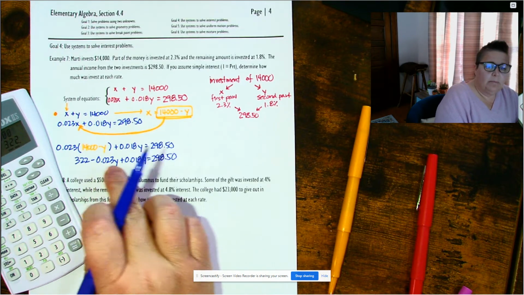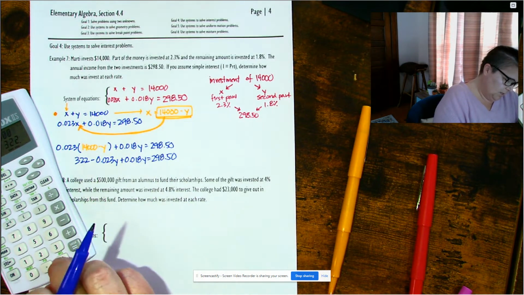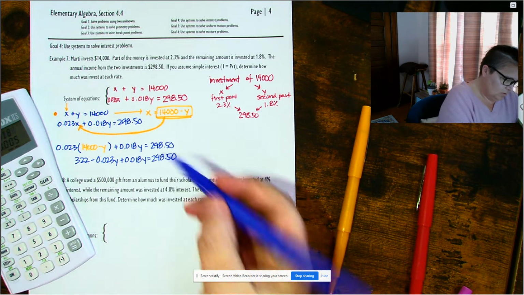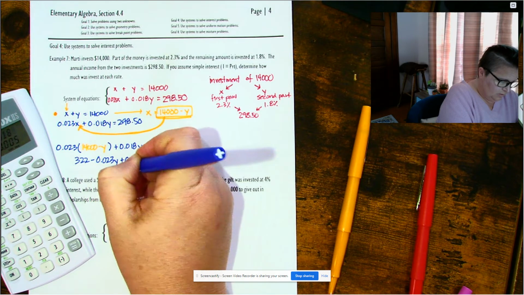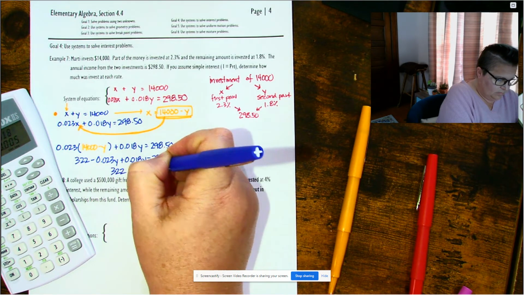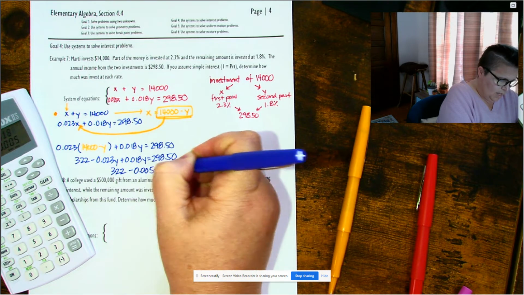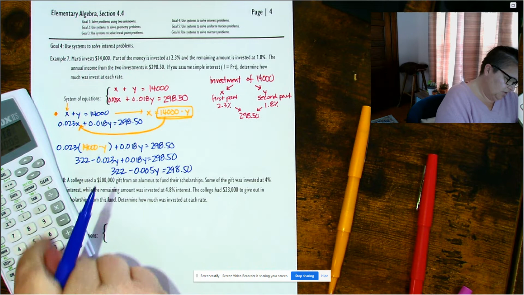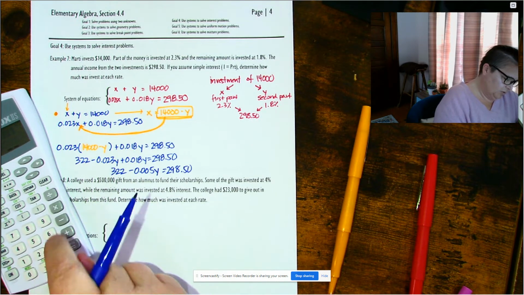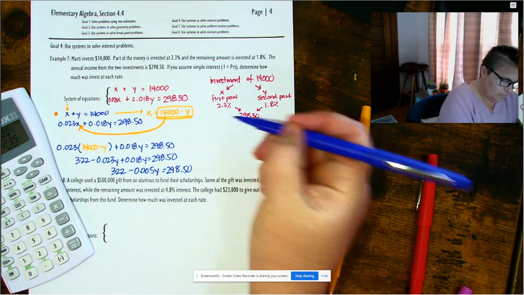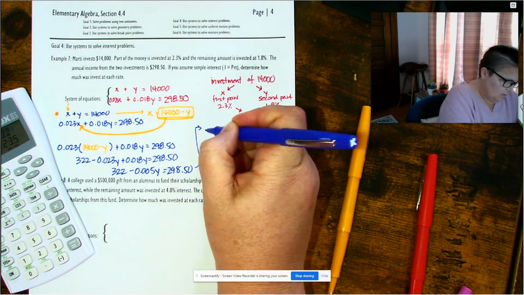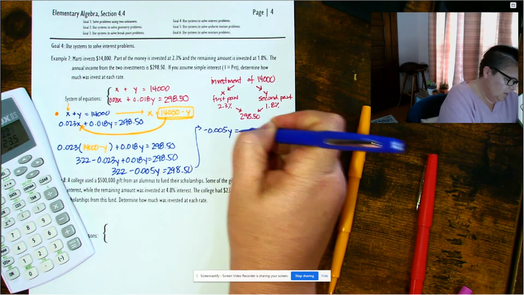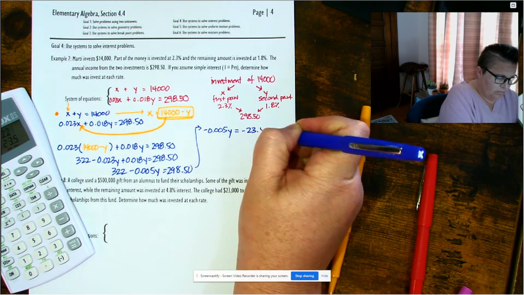I'm going to clean this up. Negative 0.023 plus 0.018. 322 minus 0.005y is 298.50. So now I'm going to take the 298.50 and I'm going to subtract 322. And I'm going to get a negative 0.005y is equal to a negative 23.5.